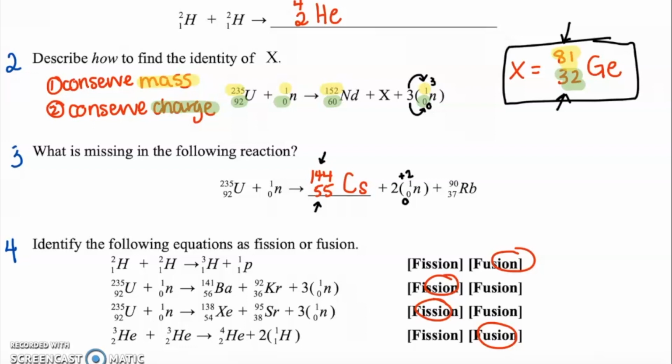And finally, we finish up with question number 4. We are given equations that are already balanced, already showing conservation of mass and charge. We are asked if each equation is fission or fusion. So really the question here is, are my nuclei splitting, or are my nuclei joining together?